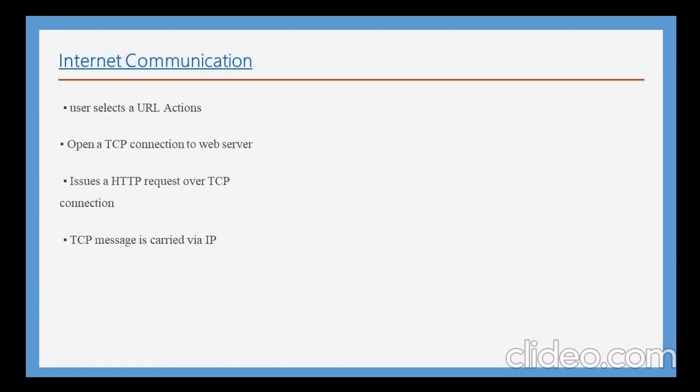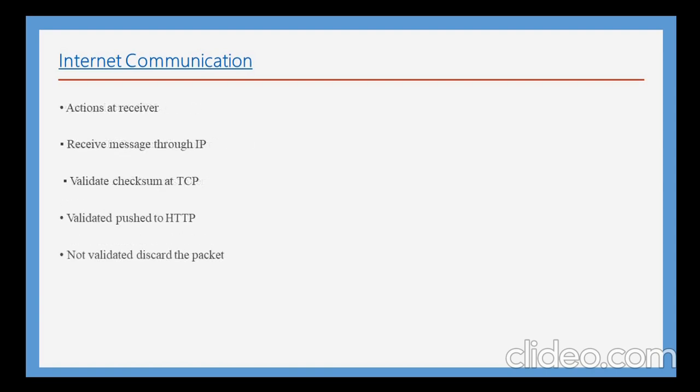To learn how it communicates, first we need to learn how the internet communicates. In internet communication, we have two parts, the sender part and the receiver part. First, we'll discuss the sender part, how it initiates the request. First, the sender selects a URL, after which a TCP connection gets established. In that established connection, it issues an HTTP request. Then the TCP message is transferred. So the user selects a URL, which opens a TCP connection to the web server, issues an HTTP request over the TCP connection, and the TCP message is carried via IP, which is the Internet Protocol.